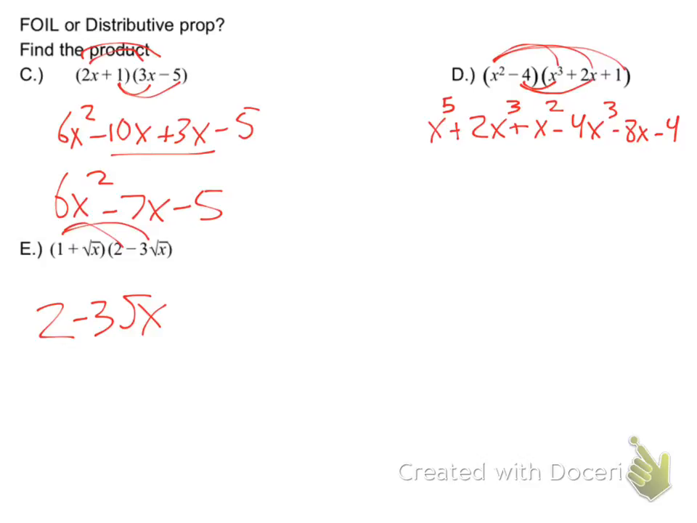These pauses are going to get larger as we go along. What's square root of x times 2? 2 square root of x. And then we have a square root of x times a negative square root of x. This is the part that gets tricky for some of us. Square root of x times the square root of x will actually make what? x. So this is a negative 3x.